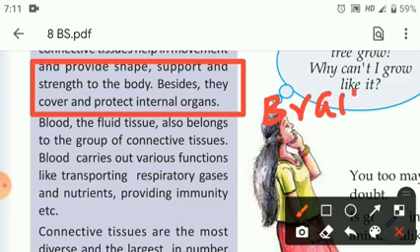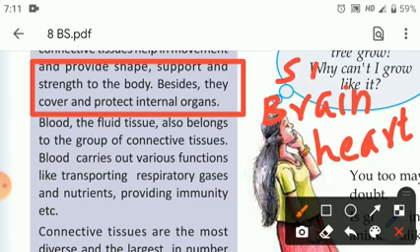They protect internal organs like the brain, heart, and lungs. The spinal cord is also protected by the backbone, as it passes through the backbone.